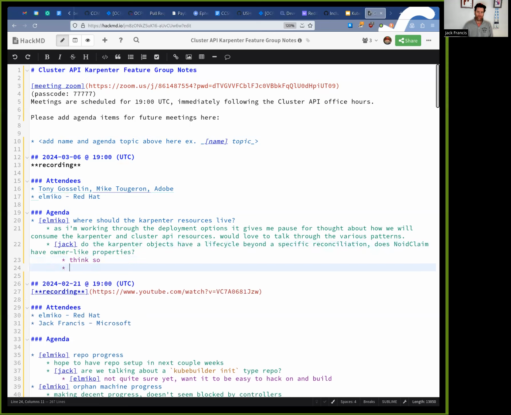I'll try to throw some ideas out in terms of answering your question, Mike, about where these things should be. In cluster autoscaler, the pattern that I have observed, because as you mentioned, there's really going to be one, in this case Karpenter, like there's one cluster autoscaler per workload cluster. I would guess it's going to be the same with Karpenter. Typically those are namespaced.